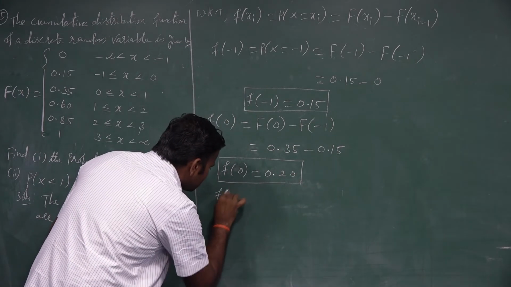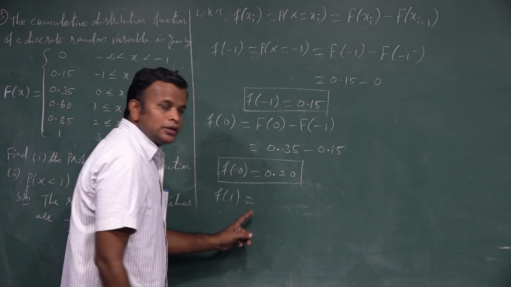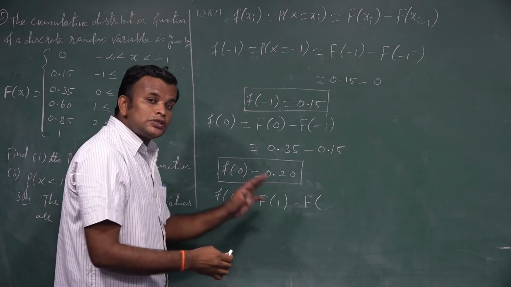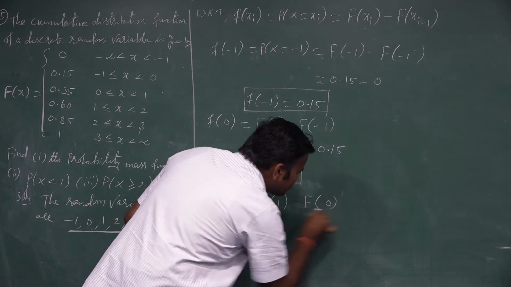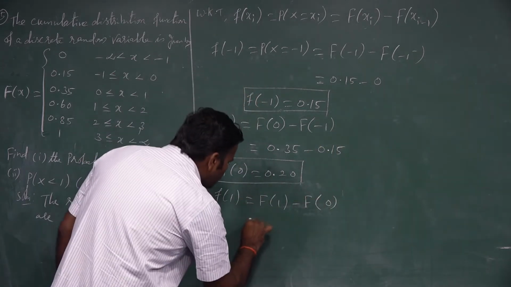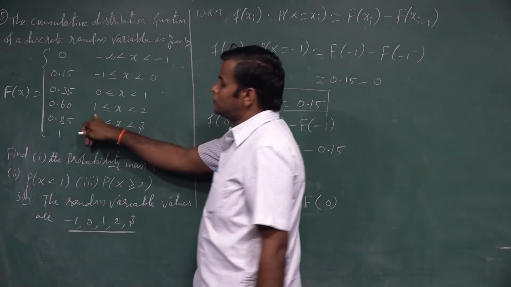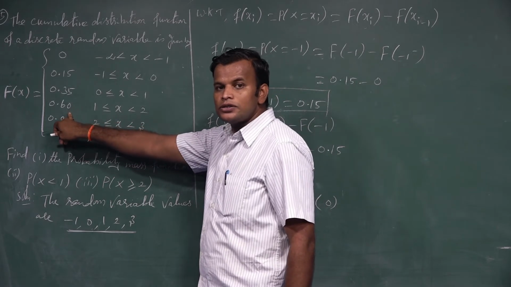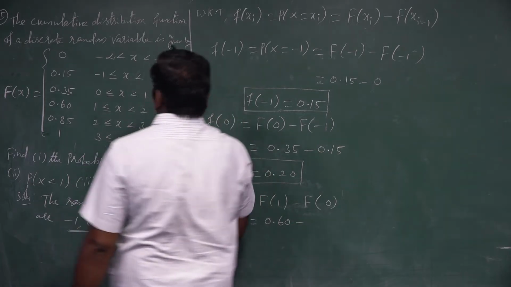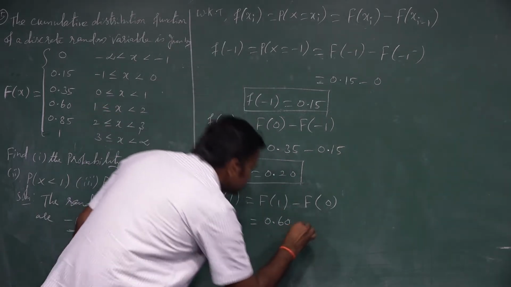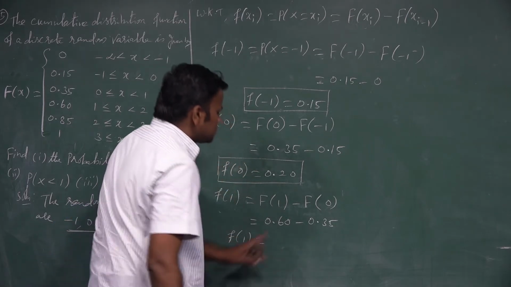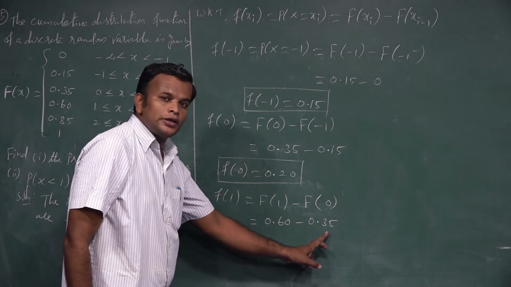Next, to find f of 1. What is the formula of f of 1? Capital letter F of 1 minus capital letter F of the previous number of 1, which is 0. So again we write 0. Now we see what is the value of F of 1. When x is 1, the function value is 0.60. So 0.60 minus F of 0, whose value is 0.35. So f of 1 value is 0.60 minus 0.35 is 0.25.